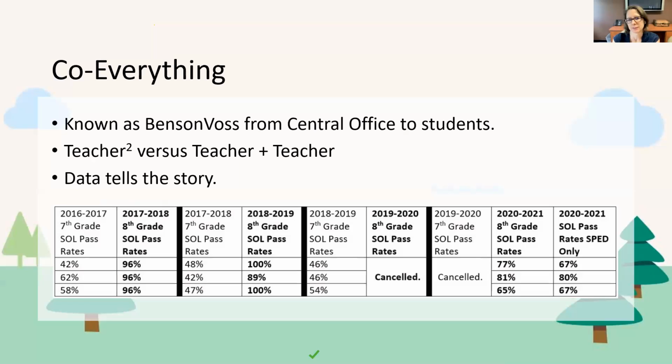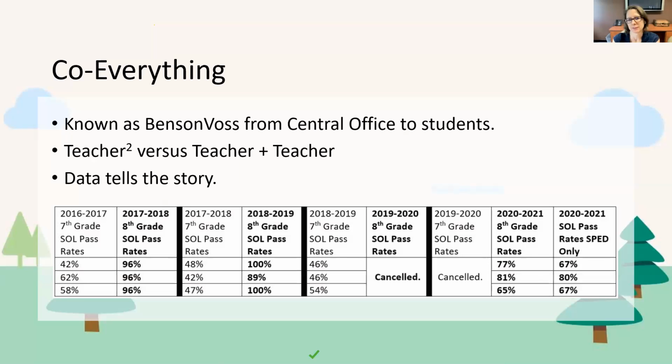If you look at the charts that we've put up, when we started in 2016, 2017, those were the scores for our kids that we had in 2017, 18, when we started out together. We took their final SOL scores based on their 7th grade SOL, and we found the pass rate for each of our classes. So as you can see, our very first classes were at 42%, 62%, and 58%.